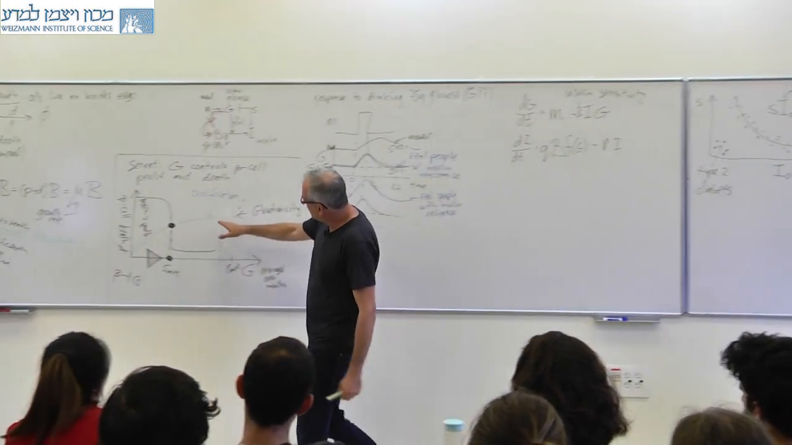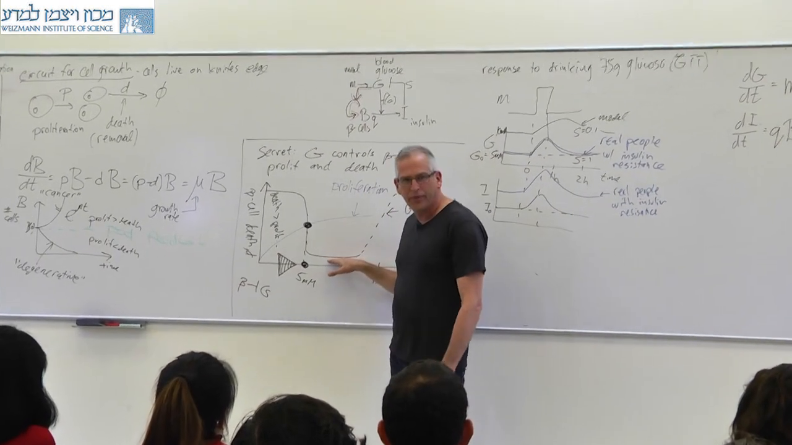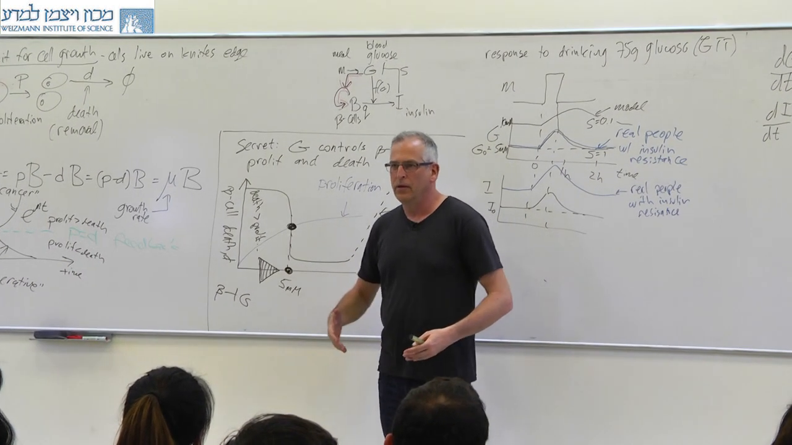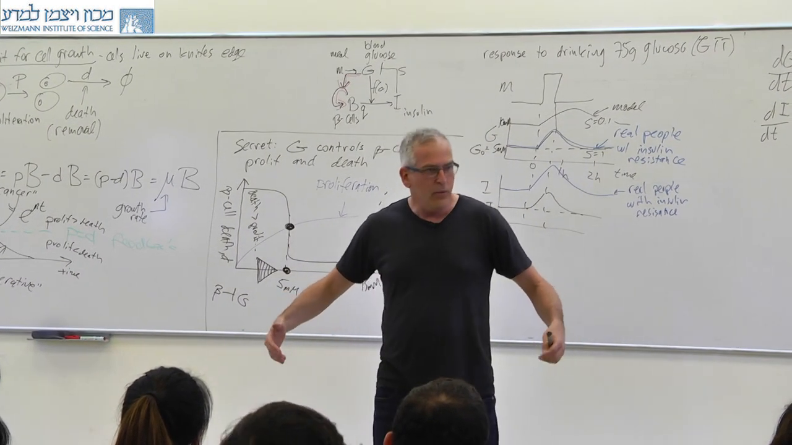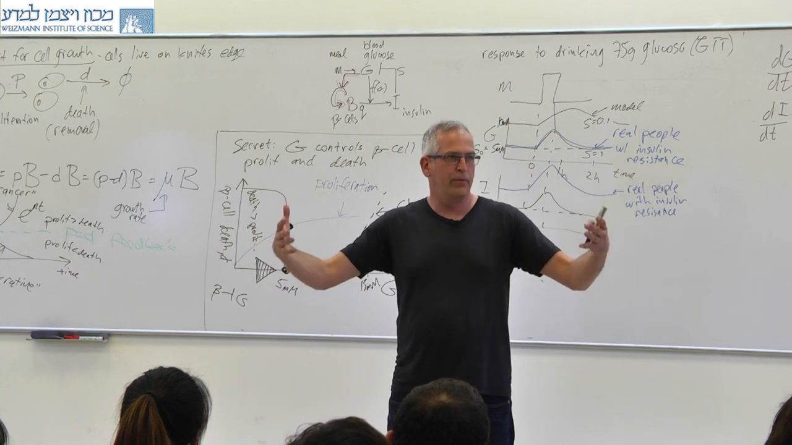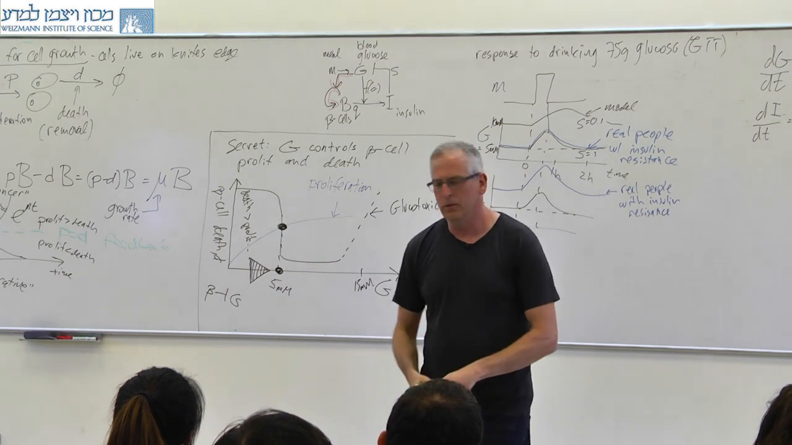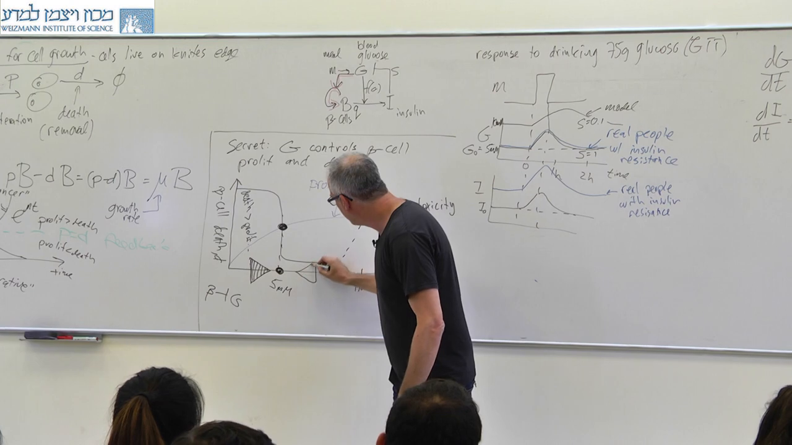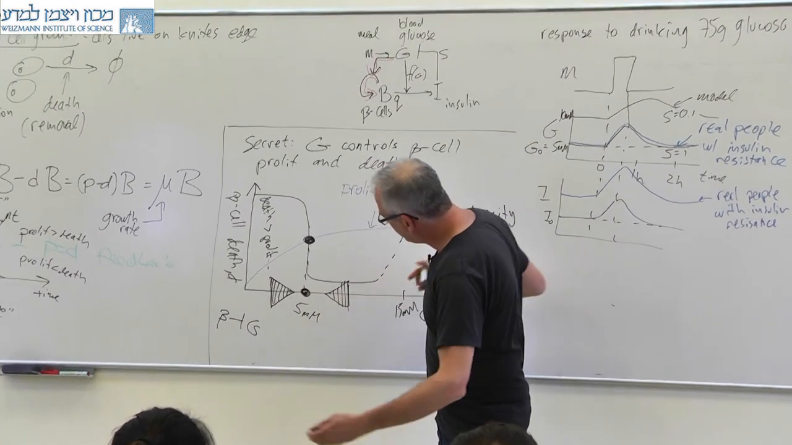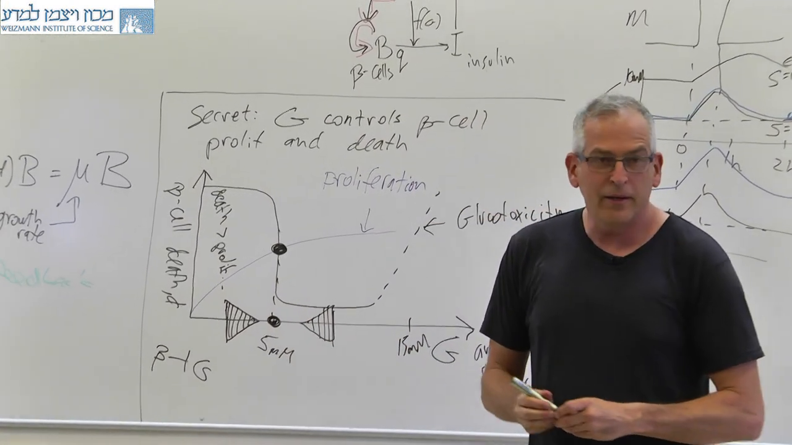My proliferation is higher than my death. So what happens to the number of beta cells? It'll expand. What happens to insulin? Go up. What will happen to glucose? Go down. So this is a nice negative feedback that makes this 5 millimolar point stable.